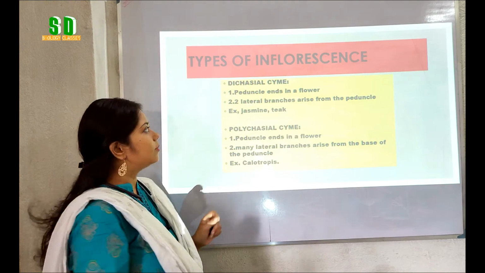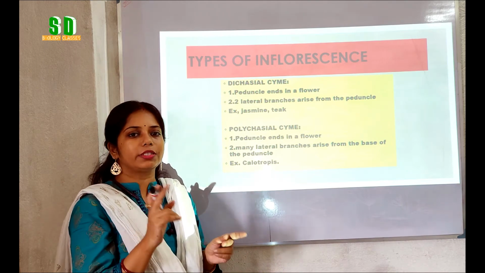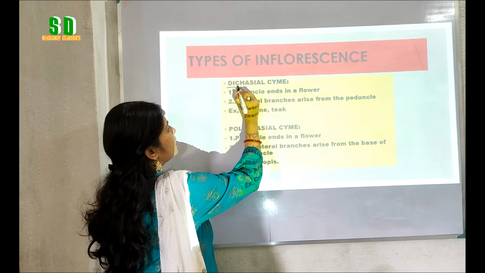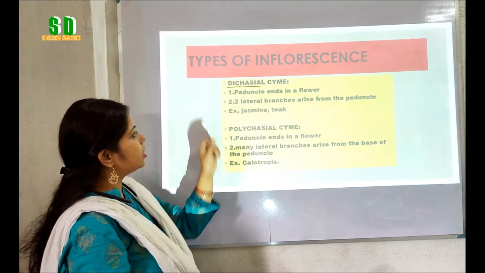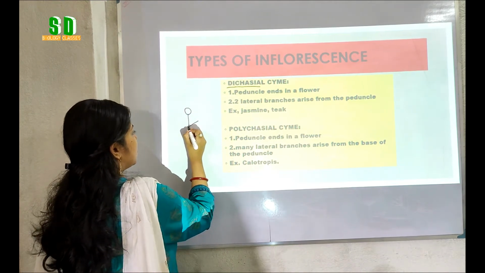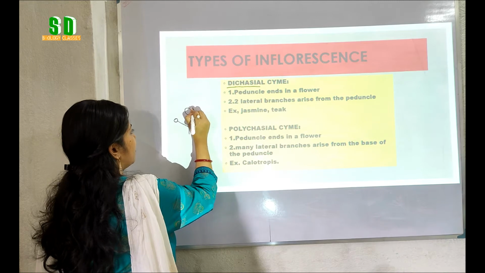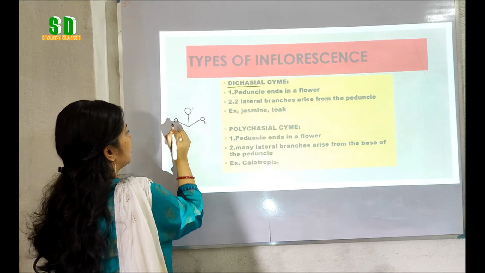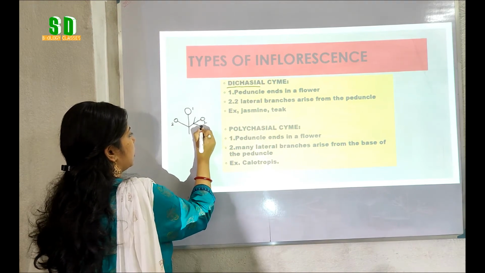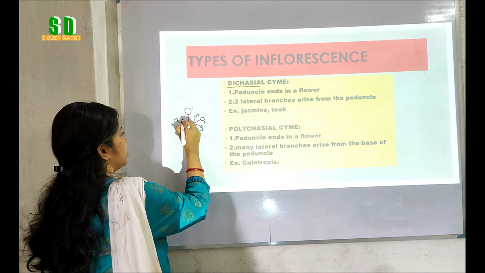Now another type of Cymose inflorescence is where the branching occurs on the peduncle and there are two branches. Due to this reason, the name of this type is dicasial cyme. So here the peduncle, as usual, ends in a flower, and at a time from the same point we are getting two lateral branches. So this is flower number 1 and these two are flower number 2. And again if branches occur, then another two branches develop from this secondary branch, and these are flower number 3.